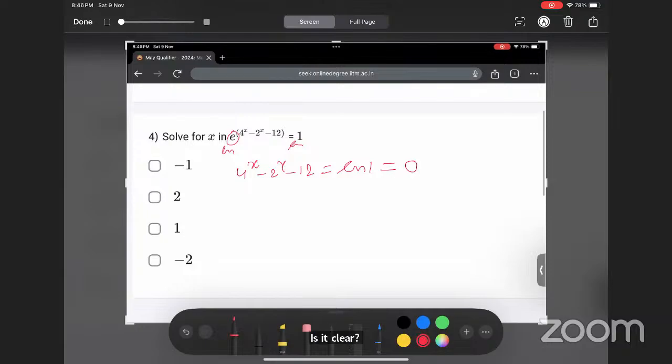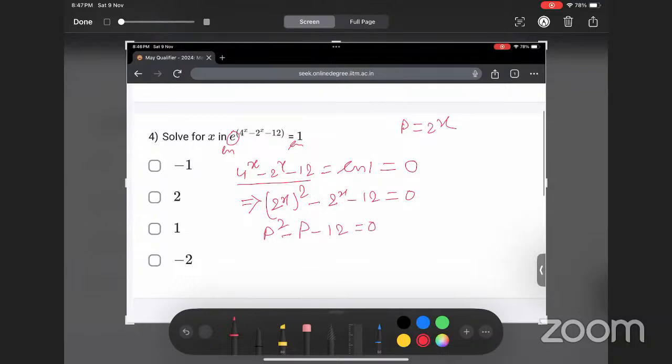Yes, ma'am. Now just check the similarities. I mean, what can you do with these things? So we can write it as a quadratic equation, right? Whenever you have some equation like that, try to express it in a quadratic or cubic form if it is possible. Okay. So now you can get a quadratic equation. You can take p equals 2 power x. So you will get the quadratic equation, right? Now you can solve the quadratic equation. So what will be the value of p?